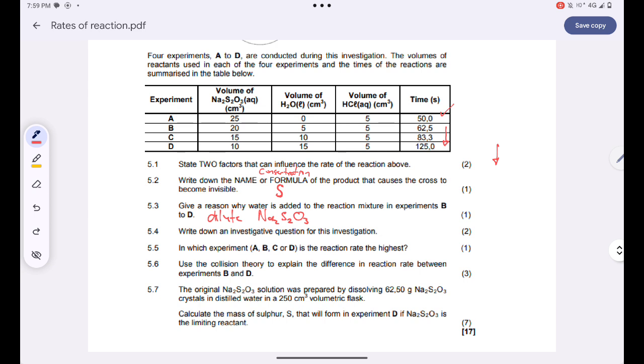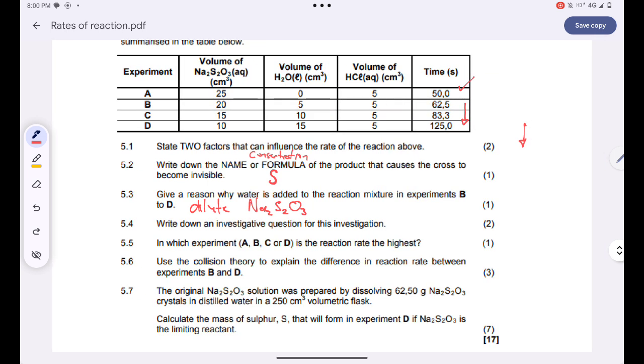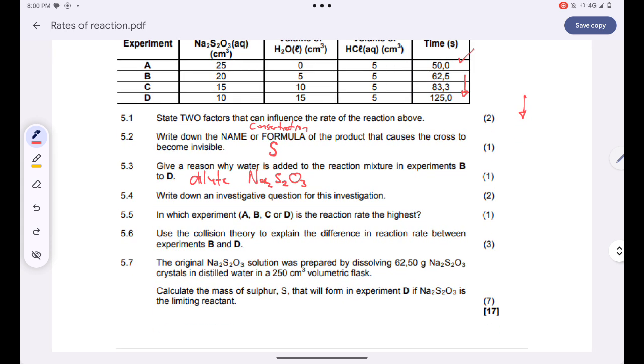Then I must write down an investigative question for this reaction. We can simply say, how does the change in concentration of sodium thiosulfate affect the rate of reaction? Are you together? How does the change in concentration of sodium thiosulfate affect the rate of reaction? And then now we must simply use the collision theory to explain the difference in reaction rate between B and D.